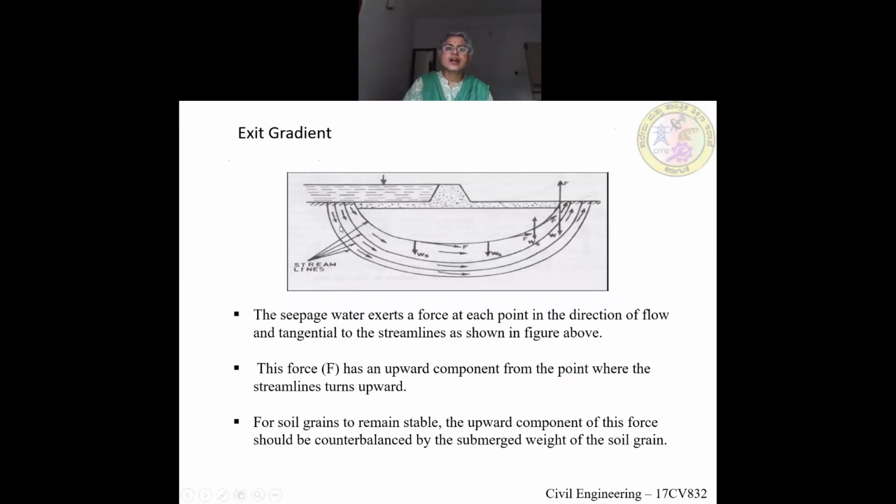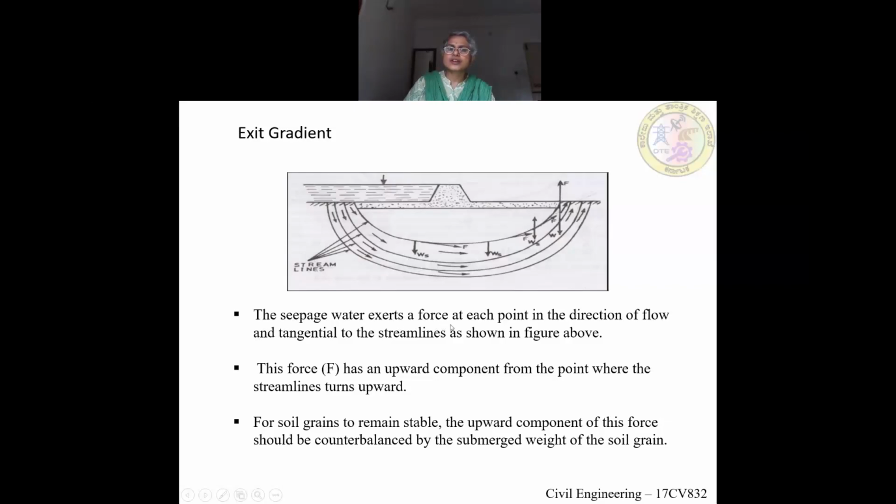Okay, so as the water seeps through, the seepage water exerts a force at each point in the direction of flow and tangential to the streamline, as shown in the figure below. So it will exert a pressure, and that will be tangential to this curve. Here you can see that the direction is changing, and as it is moving towards the downstream end, it is almost becoming vertical, and at the exit it will be totally vertical.